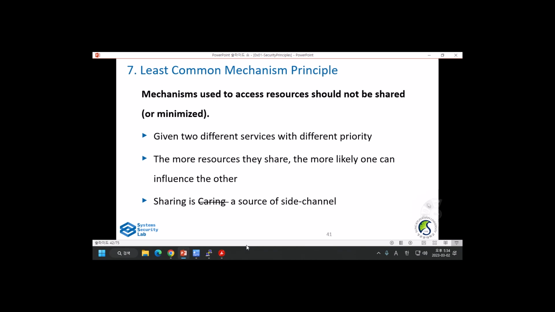Anyways, number 7 is the least common mechanism principle. Mechanisms used to access resources should not be shared, or sharing must be minimized. Given two different services with different priority, the more resources they share, the more likely one can influence the other. This is actually a huge issue in today's information security academia. So sharing is not caring. It's actually a source of side channels.